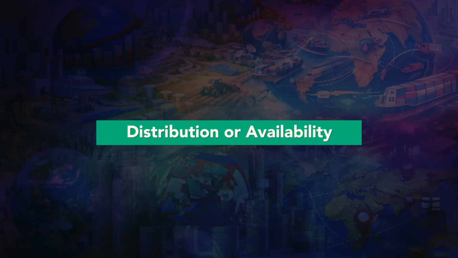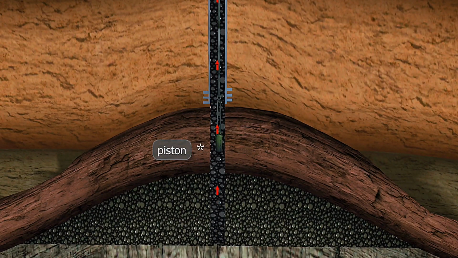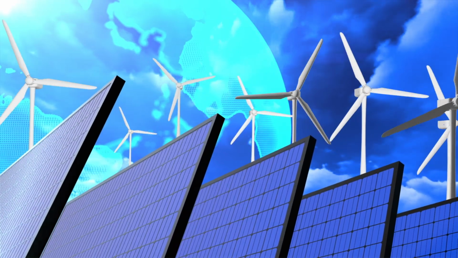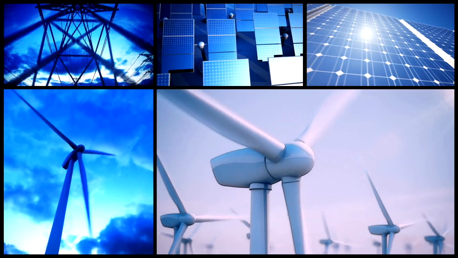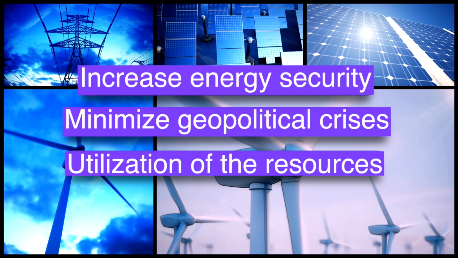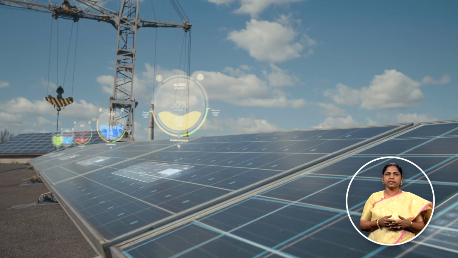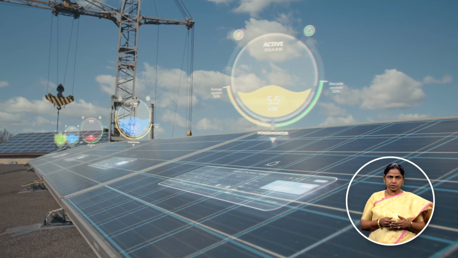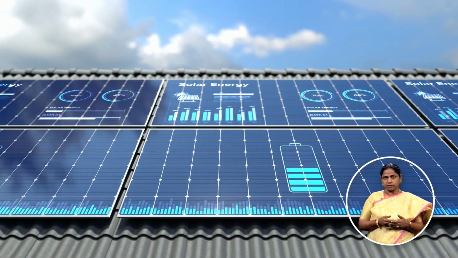Distribution or availability. In contrast to fossil fuels that have been concentrated in a few geological formations, renewable energy sources are abundant and can be found in many regions across the world, which helps to increase energy security and minimize geopolitical crises over the utilization of the resources. Low cost of operation. Renewable installations are economical in terms of operating cost because, though they need heavy capital investment in installations, no fuel costs are incurred and minimal maintenance costs are incurred.